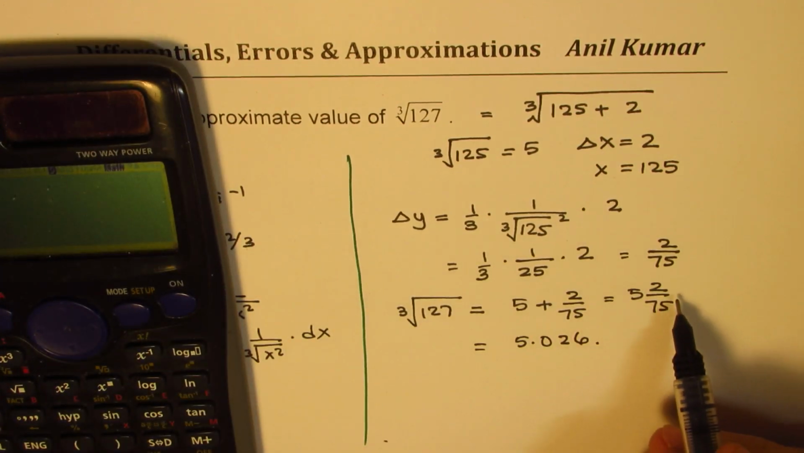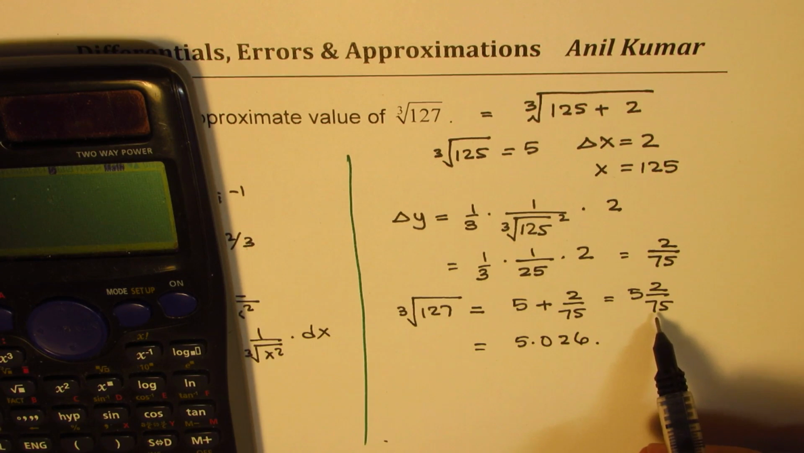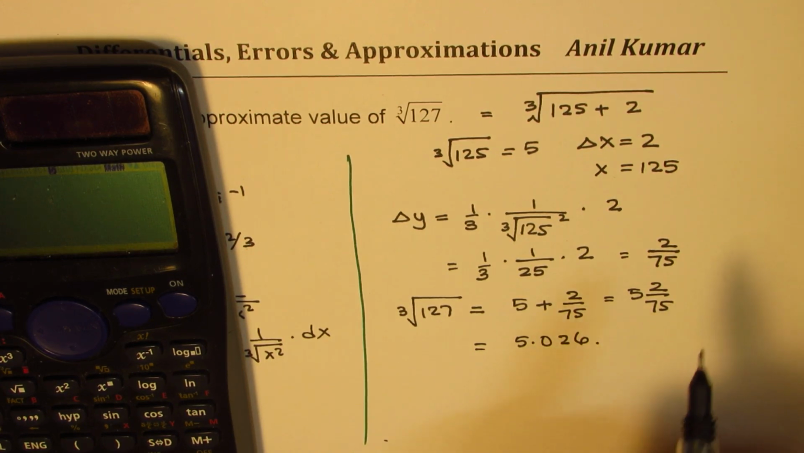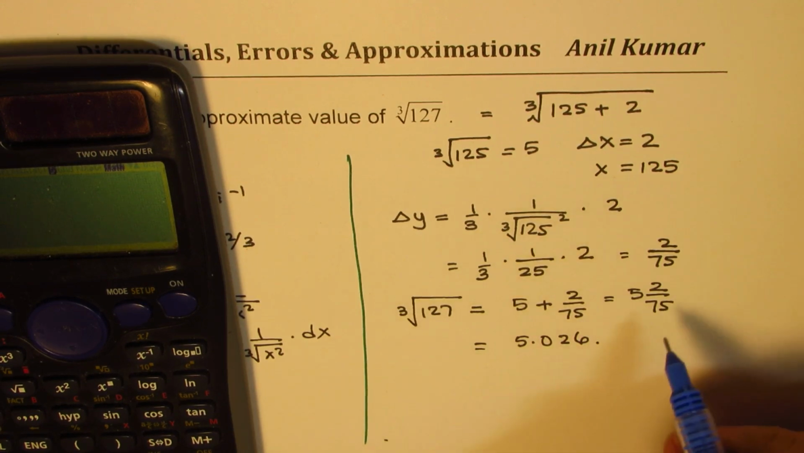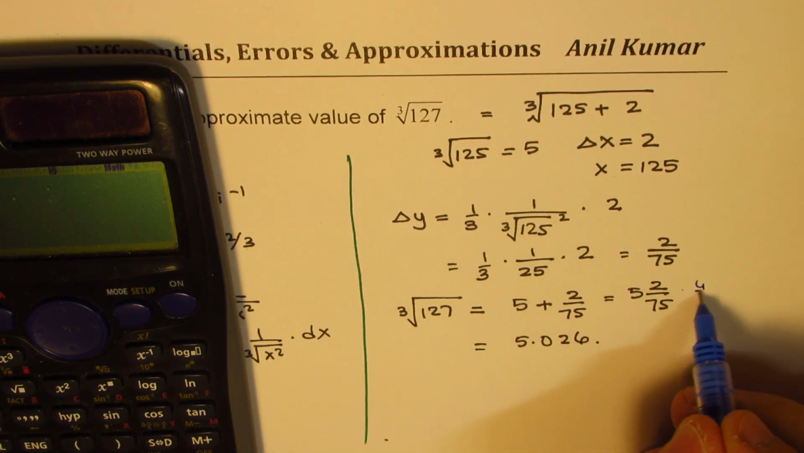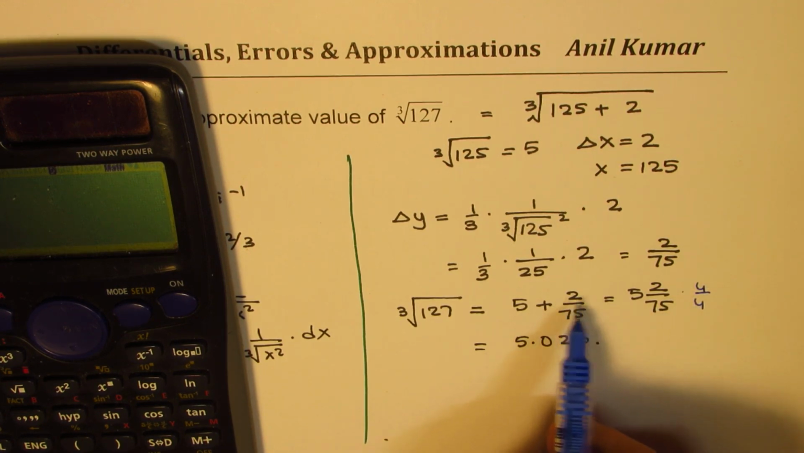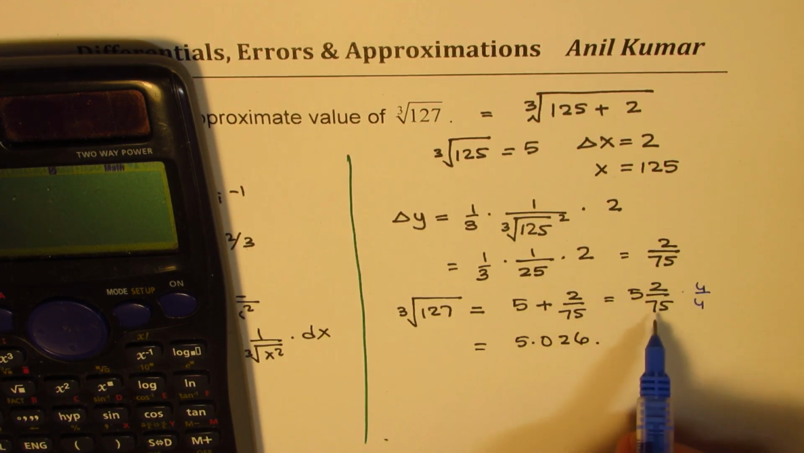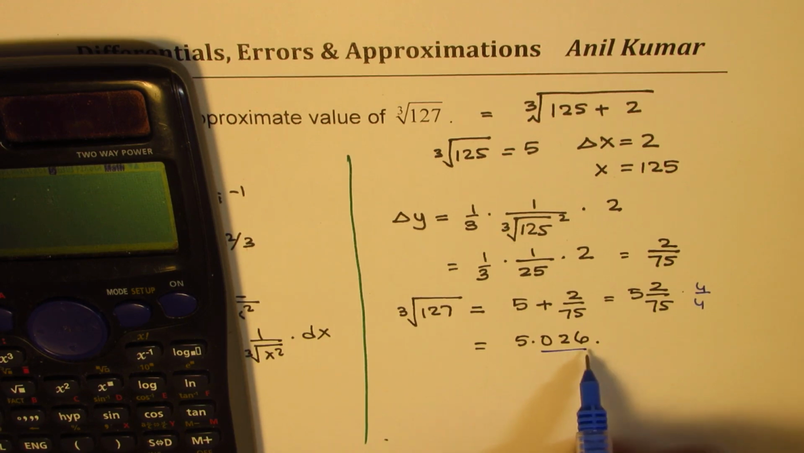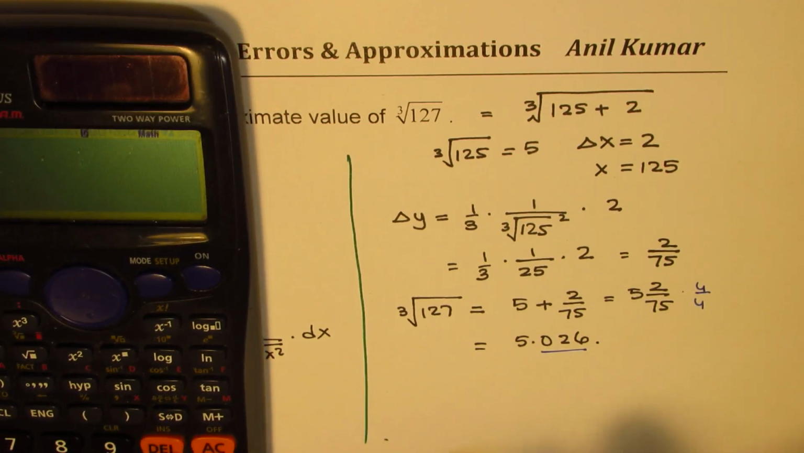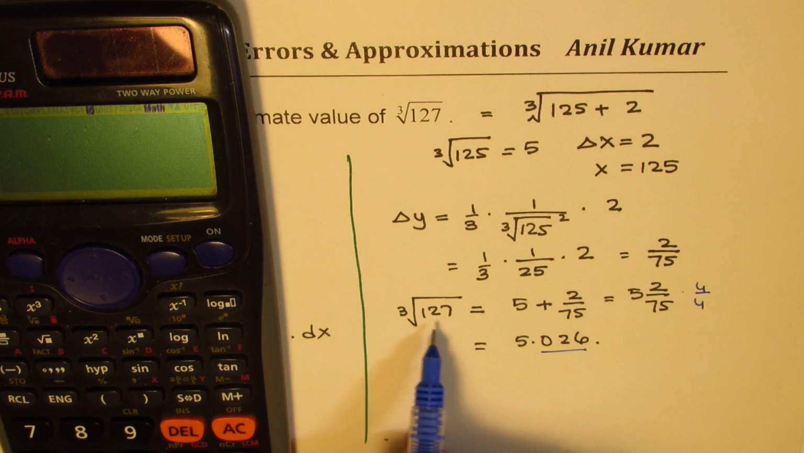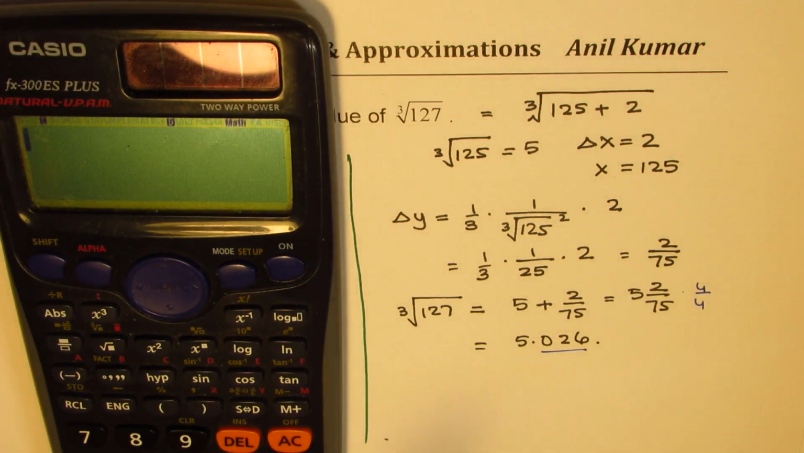You could actually do this if a calculator is not allowed, right? In that case, what you should do is multiply this by 4, right? So if I do 4 times 75, you get 300 here. And then it becomes easy, right? So if you do 8 over 300, then you can get this decimal value. Is it okay? So let's calculate the cube root of 127 and see how close we are.